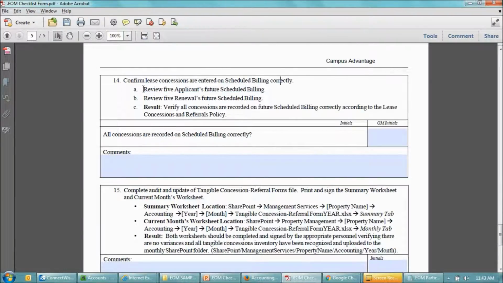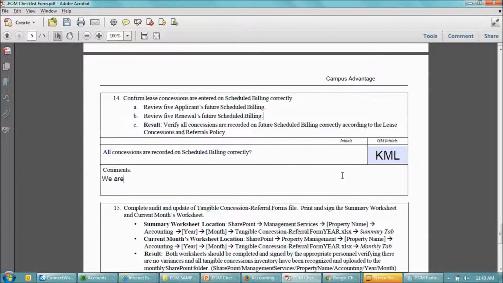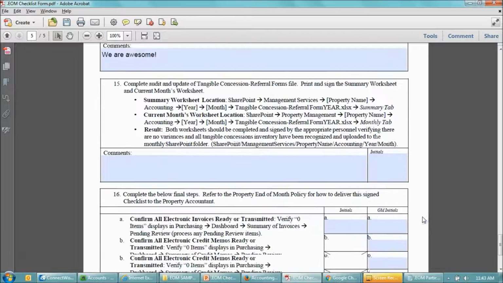So that is what you would complete times 5 on the end of month checklist number 14A. Then repeat the same process for a renewal and do it for 5 different people than you did the month before. So 10 in total, 5 applicants and 5 renewals. And if everything matches, you mark it off, and then head over to number 13.